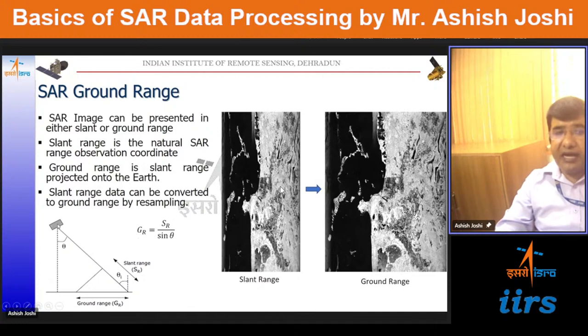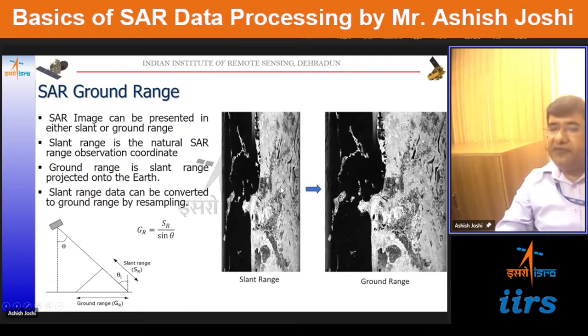So if this is the SAR and this is called the slant range, all the SAR data acquisition will be done in this slant range plane, and this is called the ground range. On the ground is where we have to project the data. This theta is called the look angle, and for a flat surface, this theta angle is equal to the incident angle. From this geometry we can find the relationship between the slant range and the ground range, which comes out as ground range equals slant range divided by sine theta.